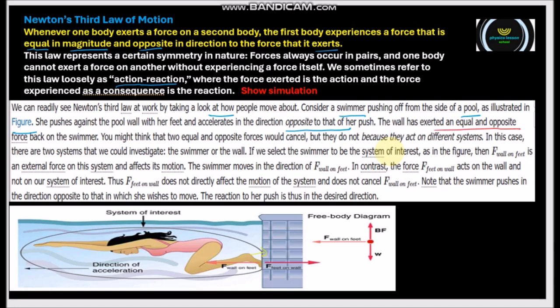You might think that we have two equal but opposite forces that would cancel, but they do not, because they act on different systems. In this case, there are two systems that we could investigate: the swimmer or the wall. The swimmer is one object and the wall is another object. So these two opposite forces cannot be cancelled.